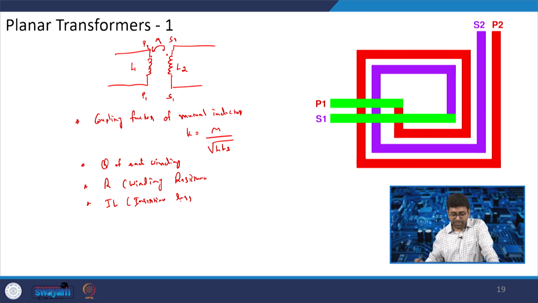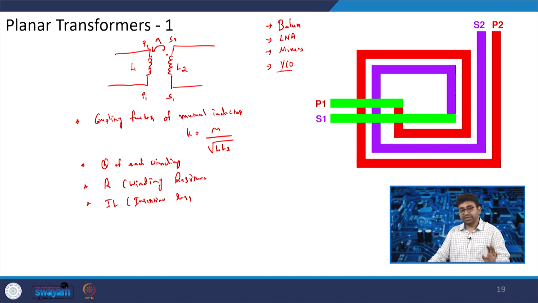Mostly where transformers are used, you already know, it is used in a balun to make single ended to differential. A balun is also used in low noise amplifiers, in mixers, or it is also used in voltage controlled oscillators. So, it has various applications. It will help you to get the single ended to differential output.